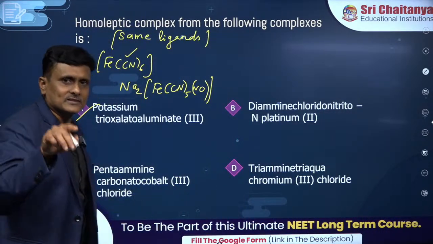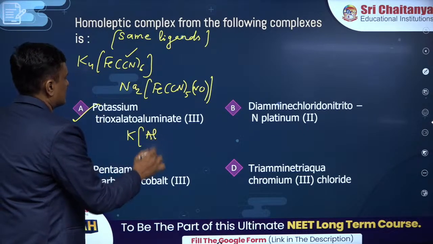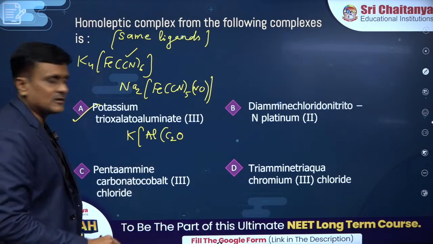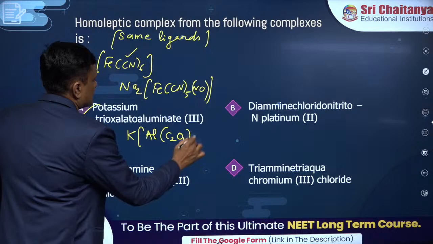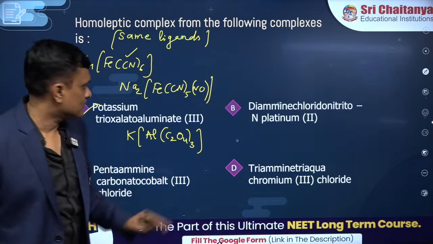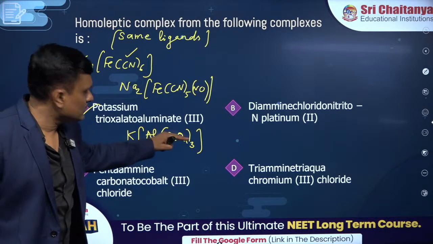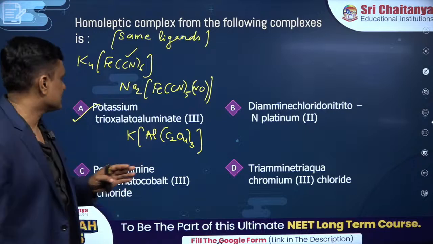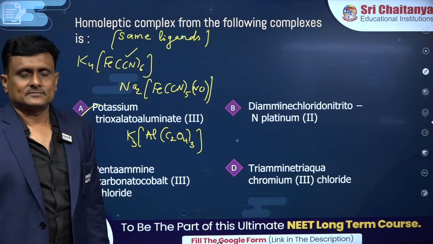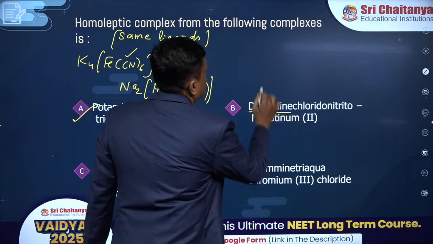You should also know how to write the formula based on the oxidation number. Potassium, aluminium and oxalates. How many? C2O4 oxalate, isn't it? How many are there? 3. So total charge 3 into oxalate is -2, that is -6, and aluminum is +3. So this whole unit has -3 charge, hence we require 3 potassium to compensate. Good. You can see there is only one type of ligand, whereas here diamine, that means 2 ammonia.